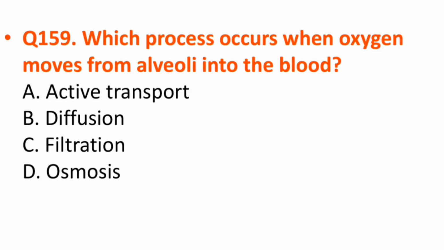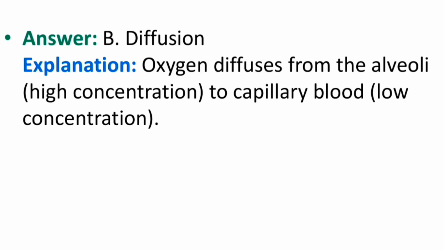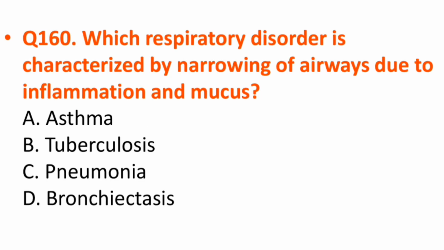Which process occurs when oxygen moves from alveoli into blood? Option A, active transport. Option B, diffusion. Option C, filtration. Option D, osmosis. The correct answer is option B, diffusion. Oxygen diffuses from the alveoli, high concentration, to capillary blood, low concentration.